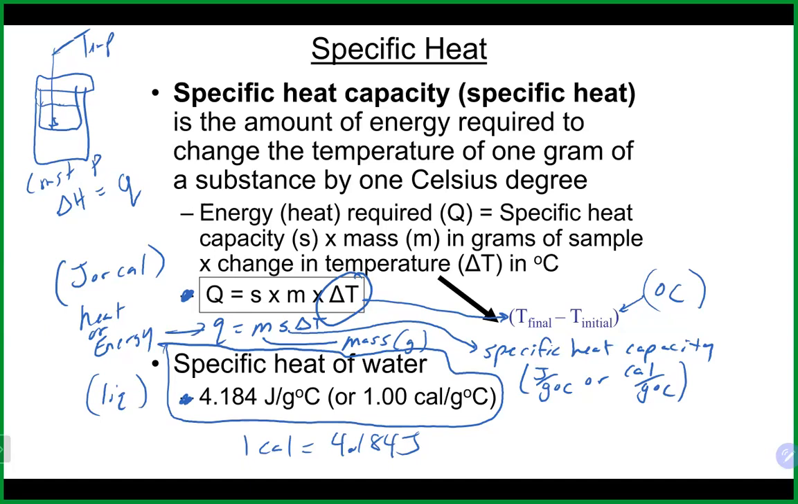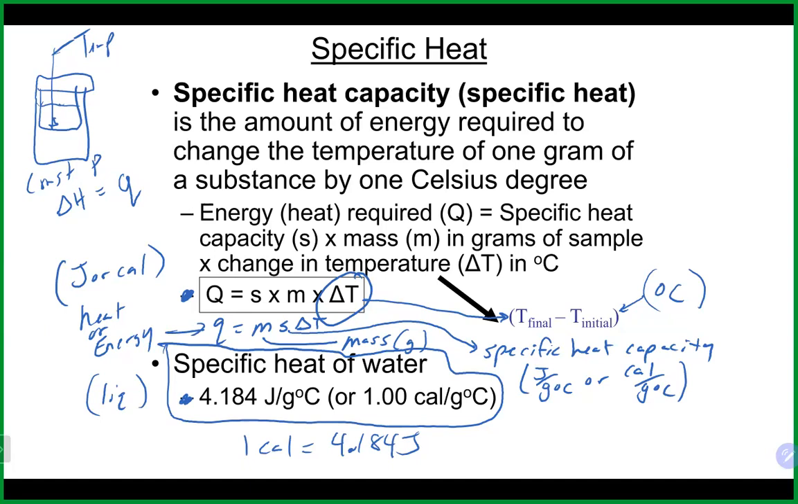Mass and specific heat capacity are always positive numbers. So that change in temperature is really important to make sure you always do final minus initial. Sometimes people are taught, like I might have mentioned earlier, just to take the difference. And if we take the difference, you always end up with a positive number.